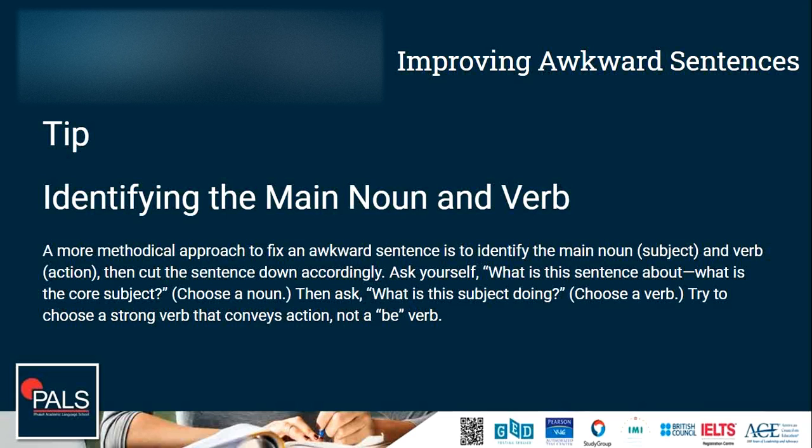So, simplify and clarify. The tip that I wrote here: identify the main noun and verb. This is a methodical approach. Identify the subject and then the action, and then cut the sentence down accordingly. Ask yourself, what is this sentence about? What is the core subject? Am I writing too fancy? Am I just trying to make it sound fancy? That's what you have to ask yourself. Again, simplify and clarify.